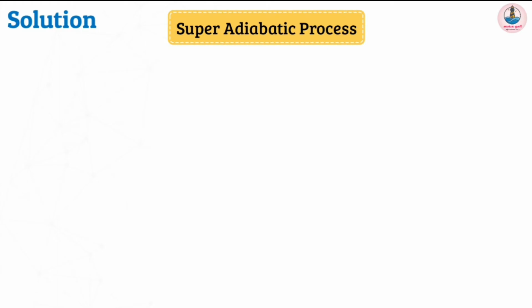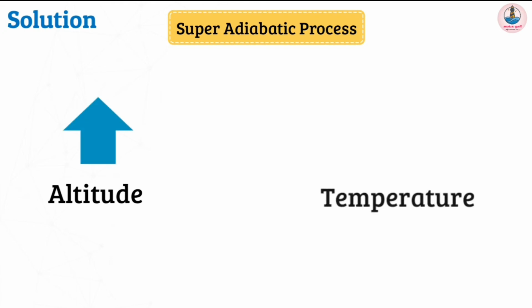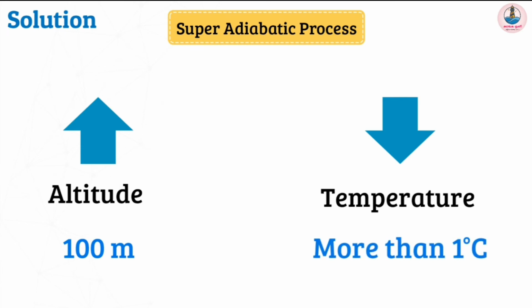What is a superadiabatic process? When altitude increases, the temperature will decrease. At what rate? For every 100 meter rise in altitude, the temperature will decrease by more than 1 degree Celsius. It is called a superadiabatic process.